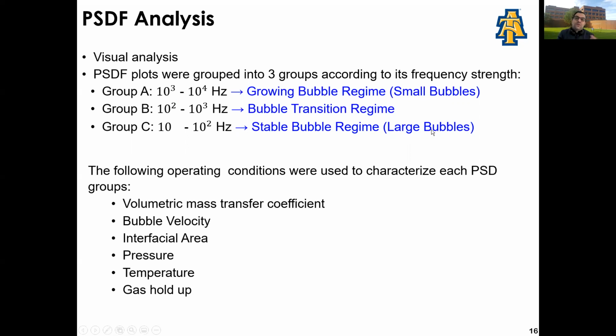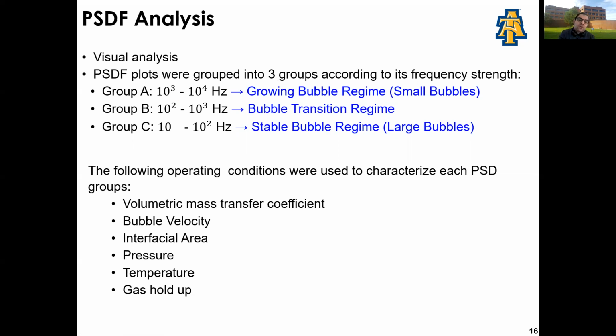So we used a very basic metric to divide our plots into three groups visually, by looking at where I have the highest frequencies. If I have the highest frequencies in this end, then this set of parameters is in the growing bubble regime. Frequencies in this end correspond to the bubble transition, and frequencies higher in this end are the stable bubble regime. Once we grouped them, we looked at the experimental conditions corresponding to each group, and we're working on delineating the following operating conditions to characterize each of these groups.